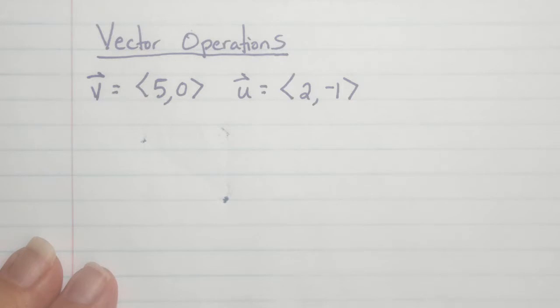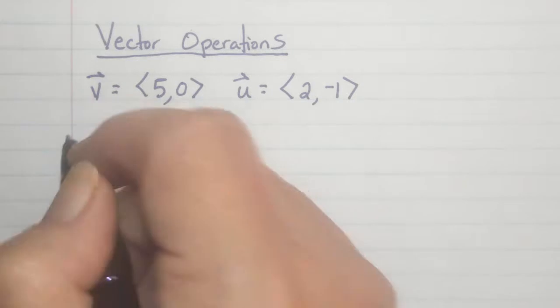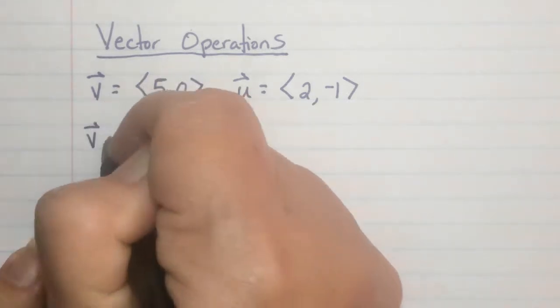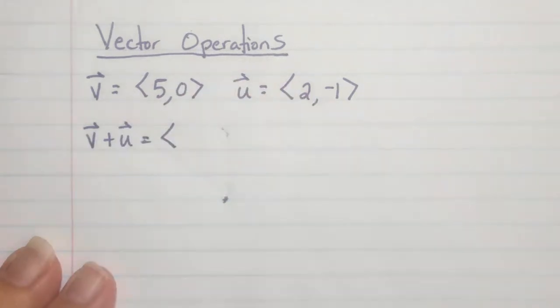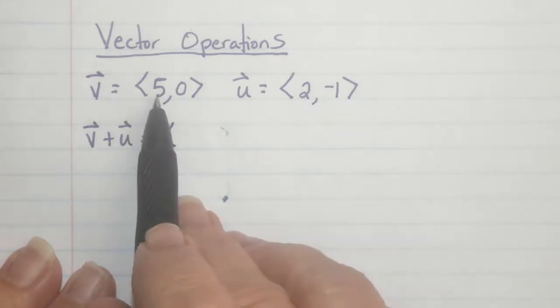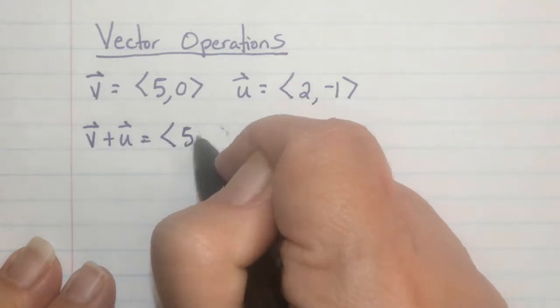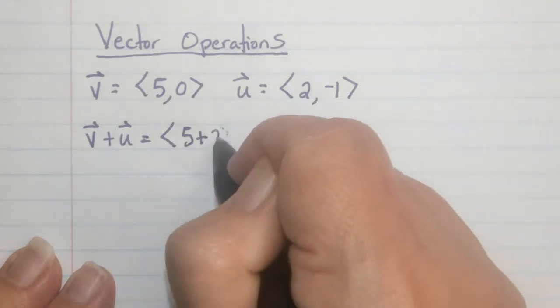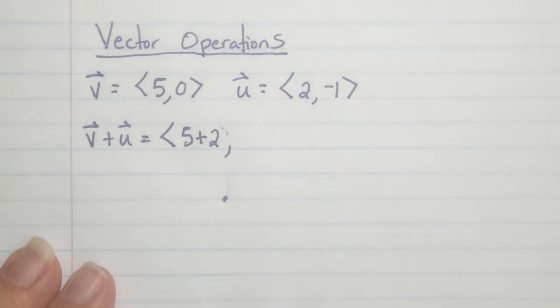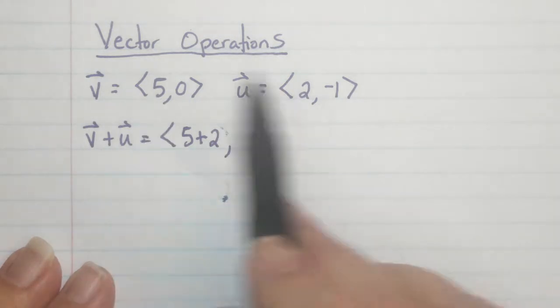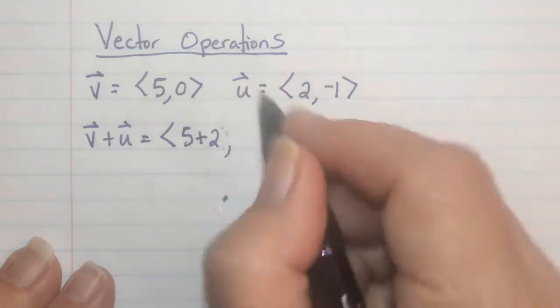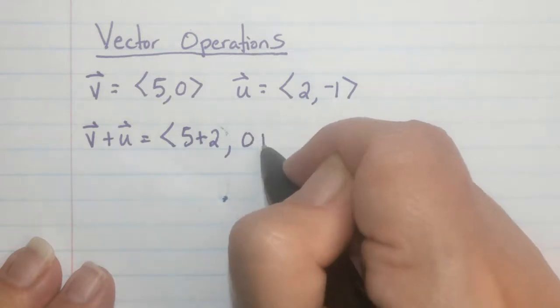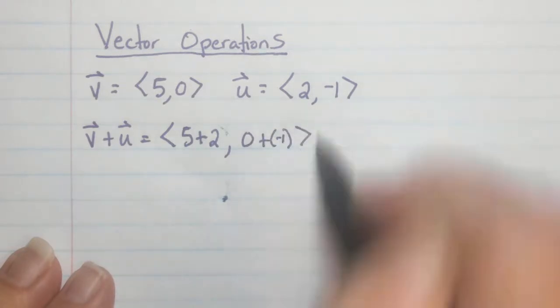Alright, so the first operation we're going to do is add these two vectors together. If I want to do vector v added with vector u, all I do is add the corresponding components together. So I take the 5 from vector v and add it with the 2 from vector u. I take the horizontal component and the other horizontal component and add them together. And then I take the vertical component and the other vertical component and add those together.